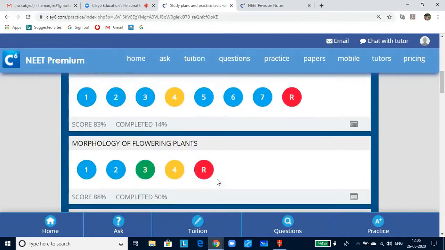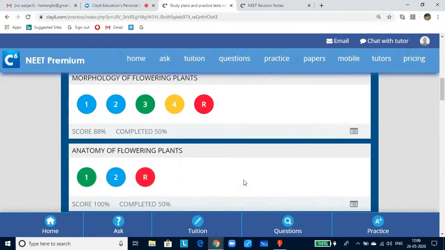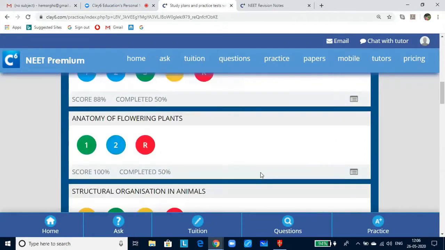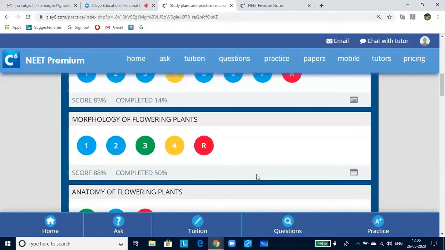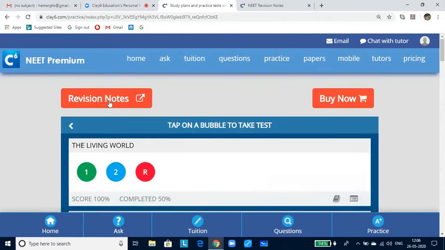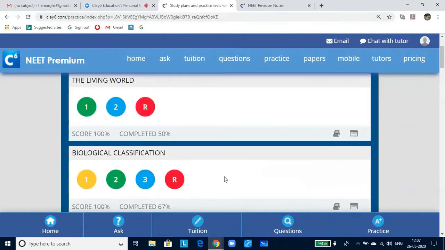And if you look at it here, for all the chapters we have tests, and the number of tests varies depending upon the complexity of the chapter and also its importance in the NEET examination. Now here you have a revision button, notes button here. If you click it, it will open into NEET revision. Now I hope you have got to know how to navigate through the website.